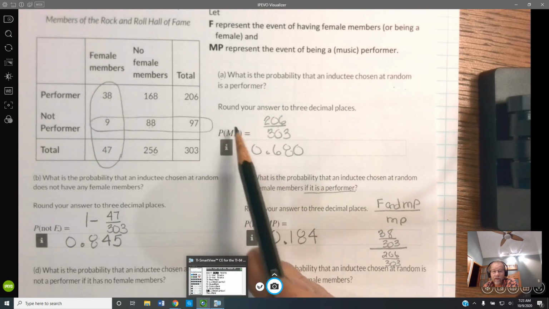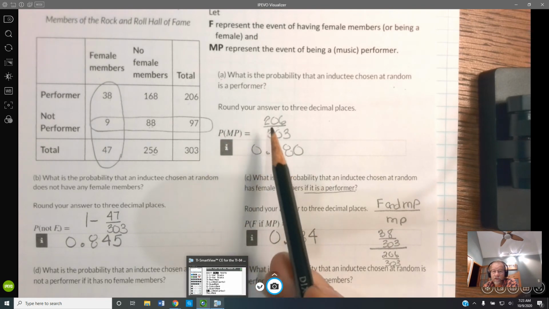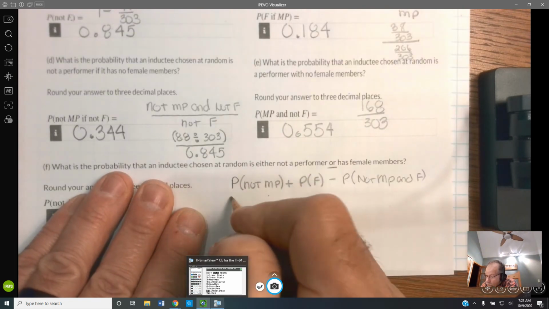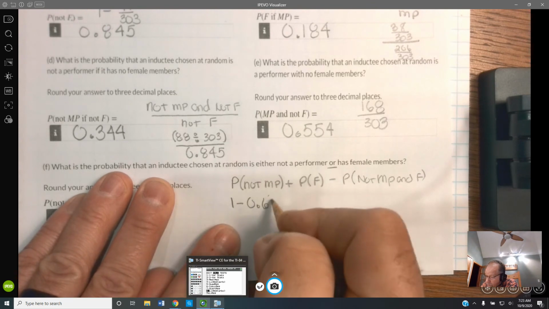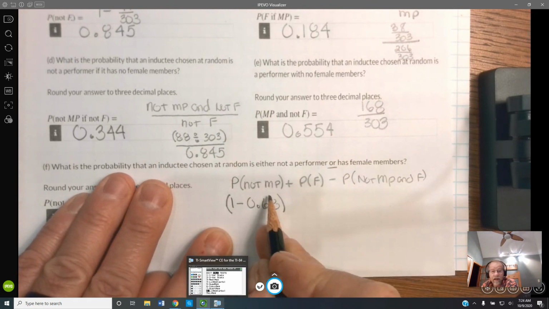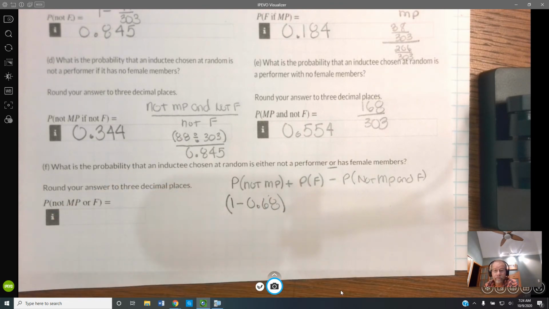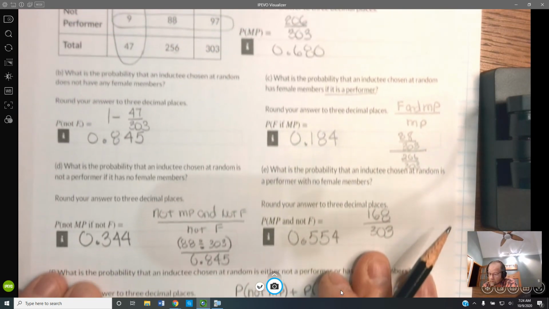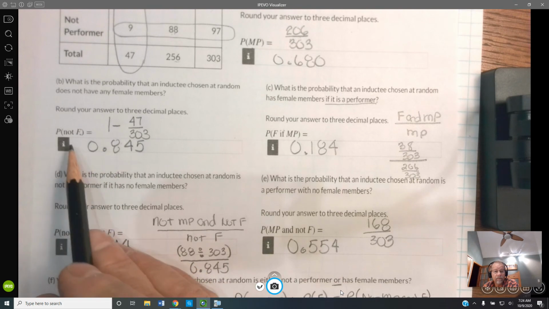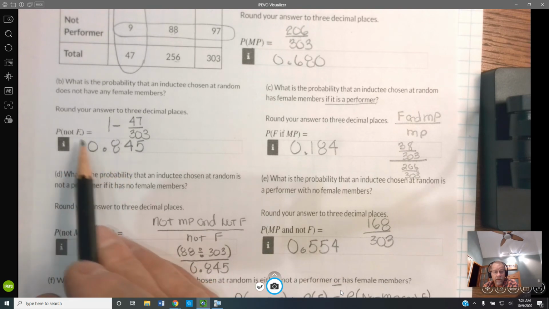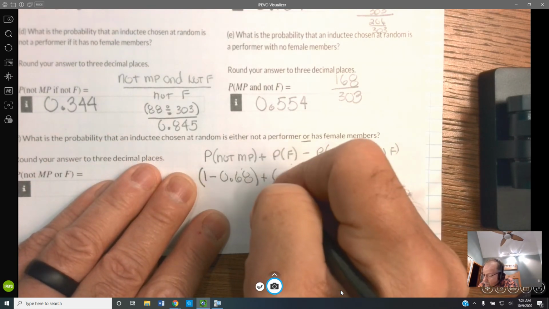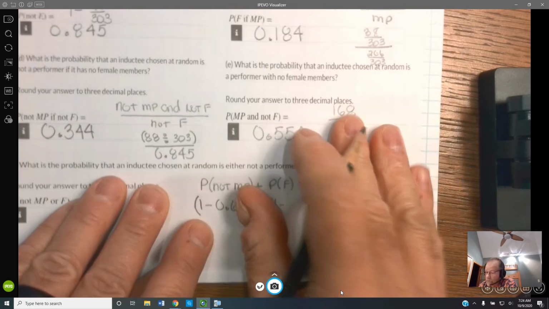Not a music performer. I think we can get that from right here. We know a music performer. I'm always looking for something that's already been done. I do not want to recalculate if I don't have to. Here's a music performer. We're going to do 1 minus 0.68. I got that one right there. That's the complement rule for that value. Female. Well, don't we know not female? Right here. This is not female. Since we know not female, we actually know female. So we're going to do 1 minus 0.845.